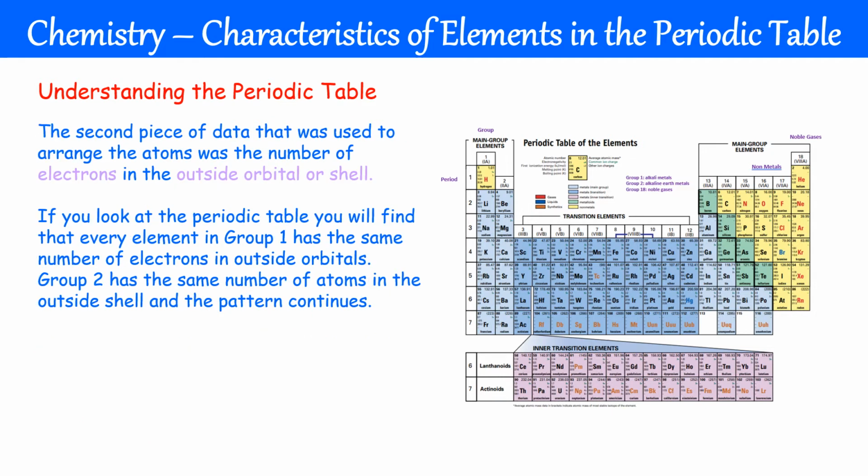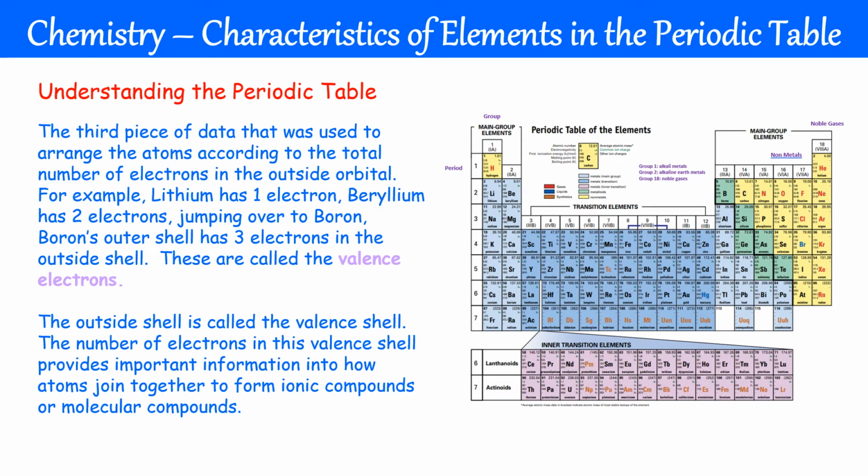The second piece of data that was used to arrange the atoms was the number of electrons in the outside orbital or shell. If you look at the periodic table, you will find that every element in group 1 has the same number of electrons in its outside orbitals. Group 2 has the same number of electrons in the outside shell, and the pattern continues.